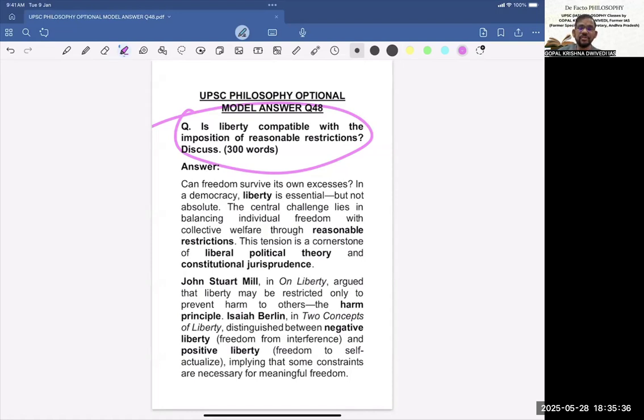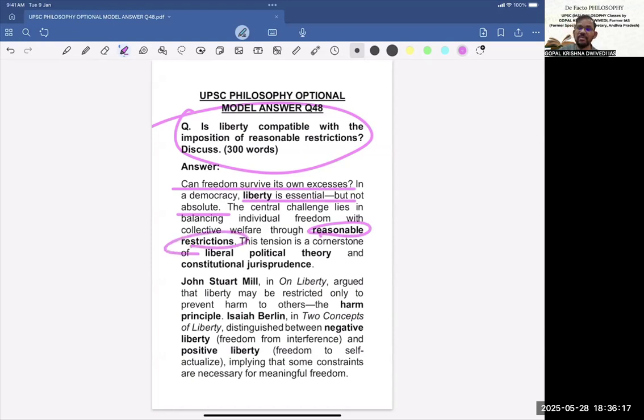Can freedom survive its own excesses? This is the question-mark engaging line we have used. Can freedom, or can liberty, survive its own excesses? In a democracy, liberty is essential, but not absolute. This is again an important statement. The central challenge lies in balancing individual freedom with collective welfare through reasonable restrictions. So we are linking both parts of the question, liberty and reasonable restrictions.